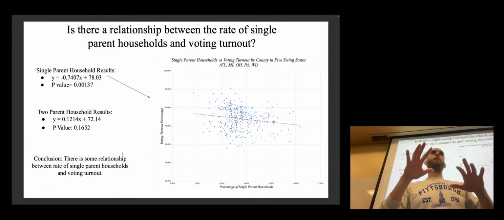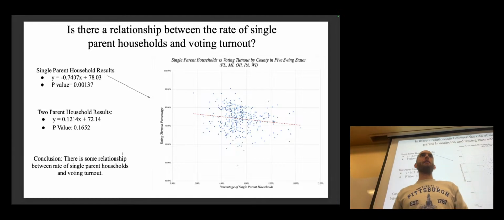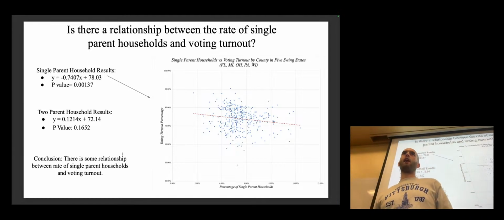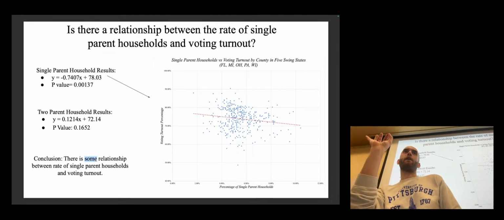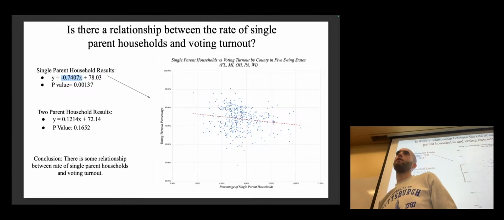So this was high quality work. I loved the question. I loved the use of data. The statistical model was appropriate. We could improve by maybe stating the conclusion more directly. So here, there's some relationship. You could be very specific about what you found. So I found that every 1% increase in single-parent households led to a 0.75% decrease in the turnout rate, or is associated with a 0.75% decrease in the turnout rate.